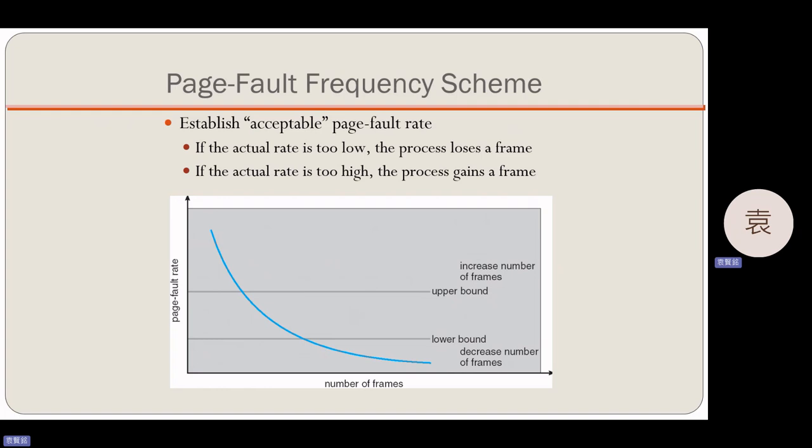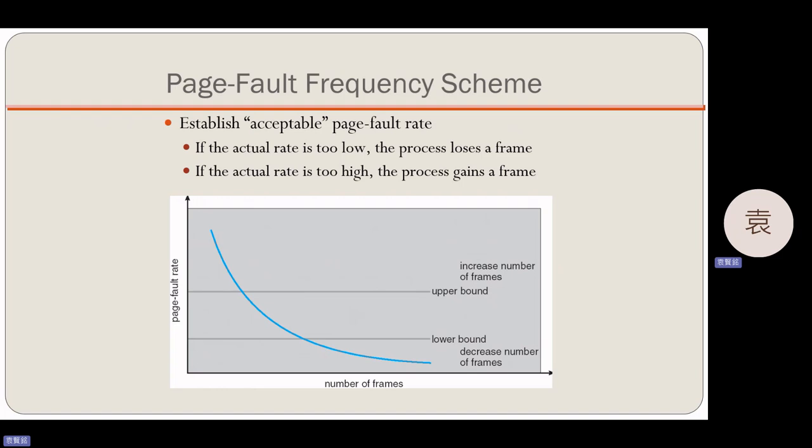When a process experiences too low a page fault rate, that is, too few page faults, that means this process possibly contains too many physical frames. So we can decrease the number of physical frames assigned to this kind of process to increase its page fault rate a little bit, so the rate will be in the middle of the lower bound and the upper bound.